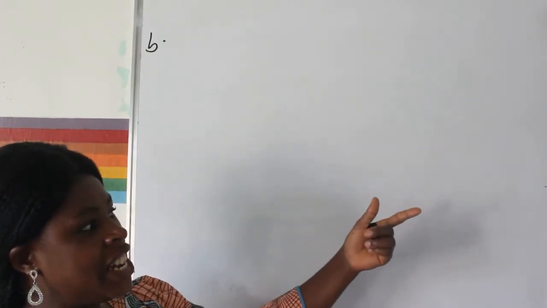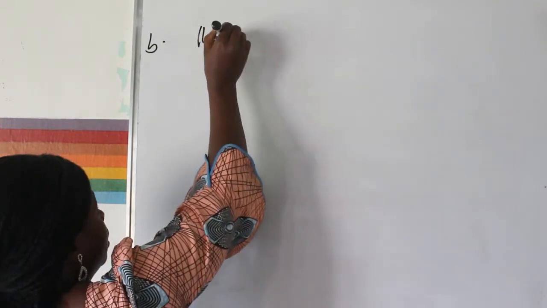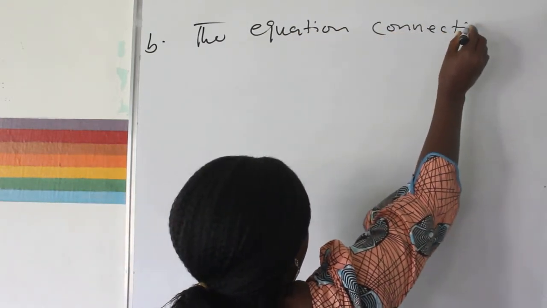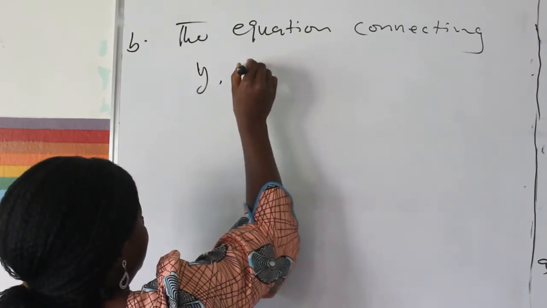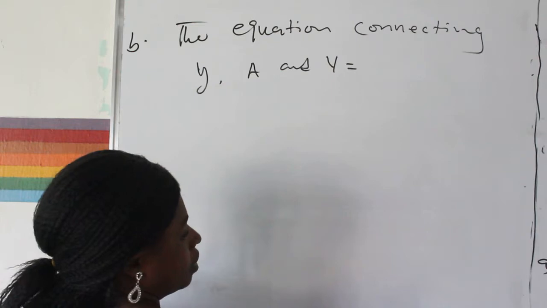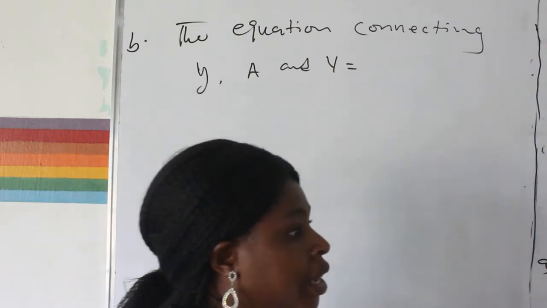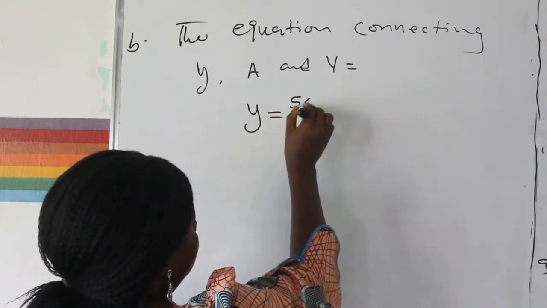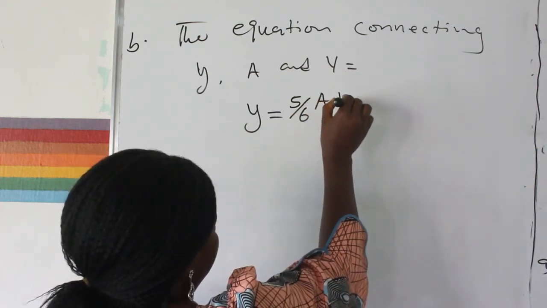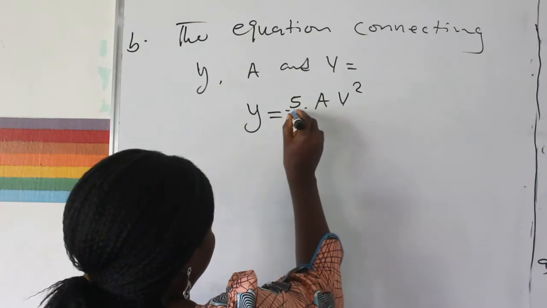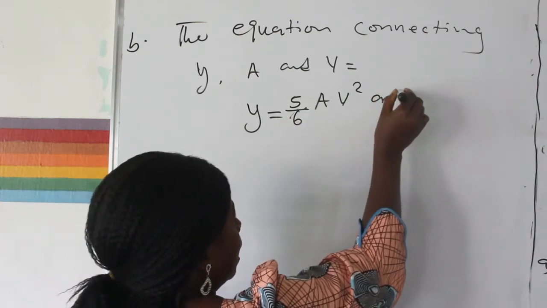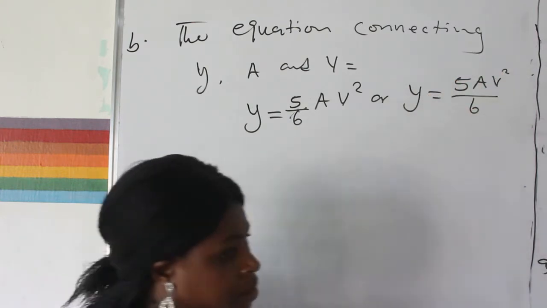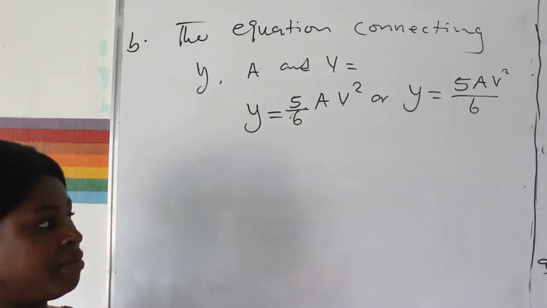The equation connecting the variables. So the equation connecting y, a, and b is, we write this equation, we only put the value of the constant. y will be equal to 5 over 6 ab squared. Or we can write it as y is equal to 5ab squared over 6. Still the same thing. So that is it.